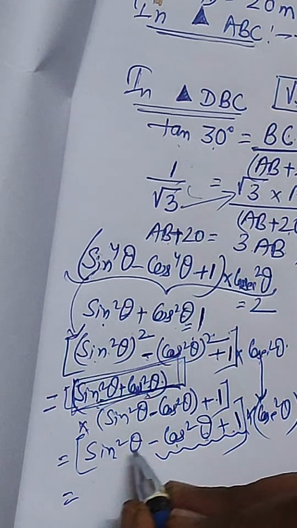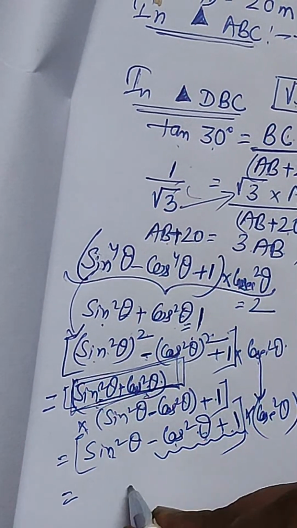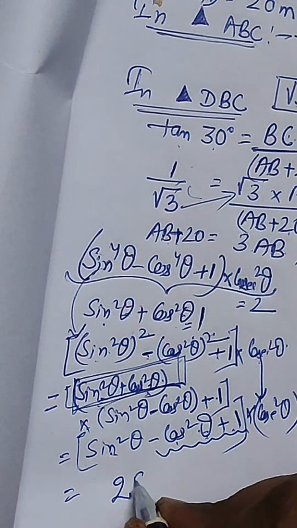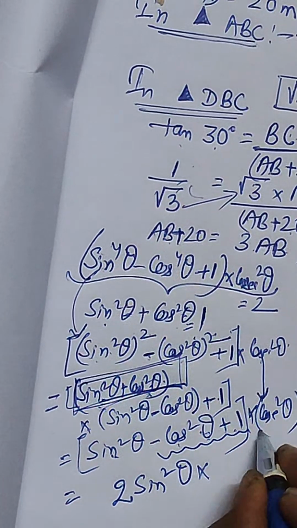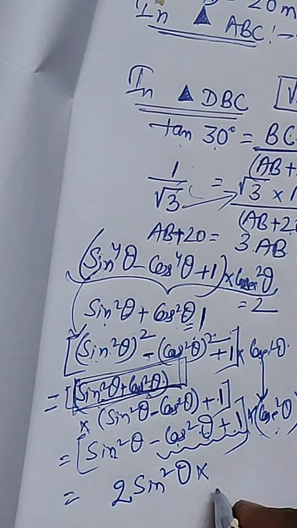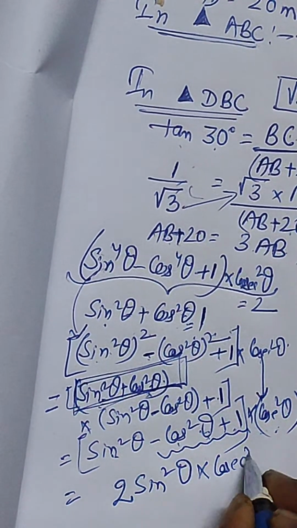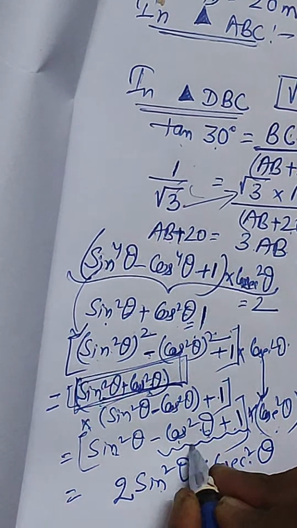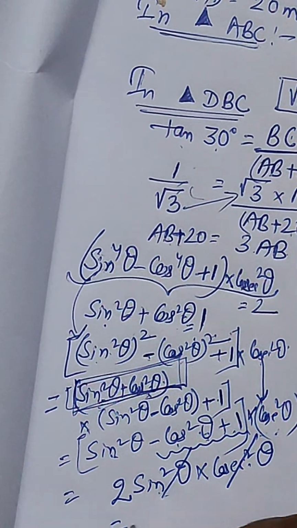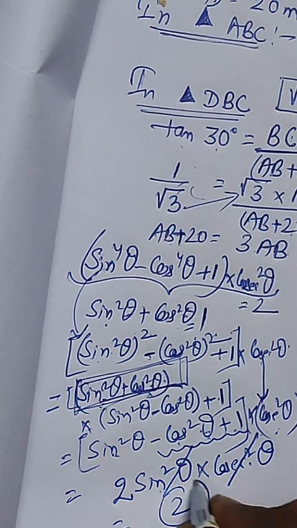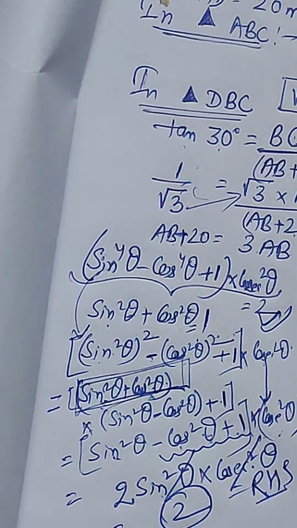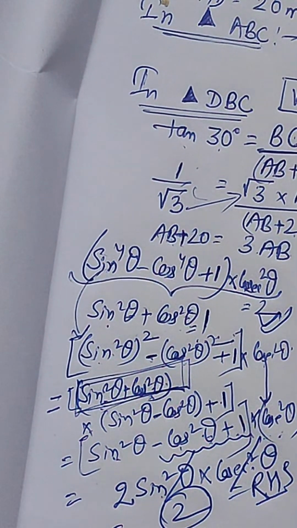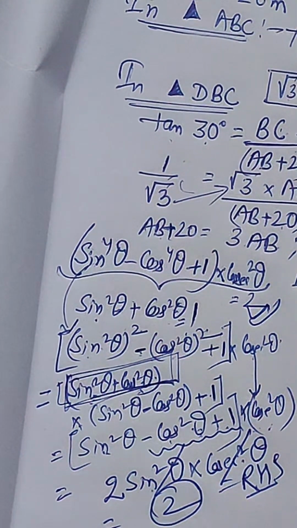So this will be sine square theta plus sine square theta, which becomes 2 times sine square theta, multiplied by this cosec square theta. So you can see sine square theta and cosec square theta can be cancelled out and we are left with 2, which is nothing but our RHS, right? Okay, so in this way we can solve such questions, my dear friends.